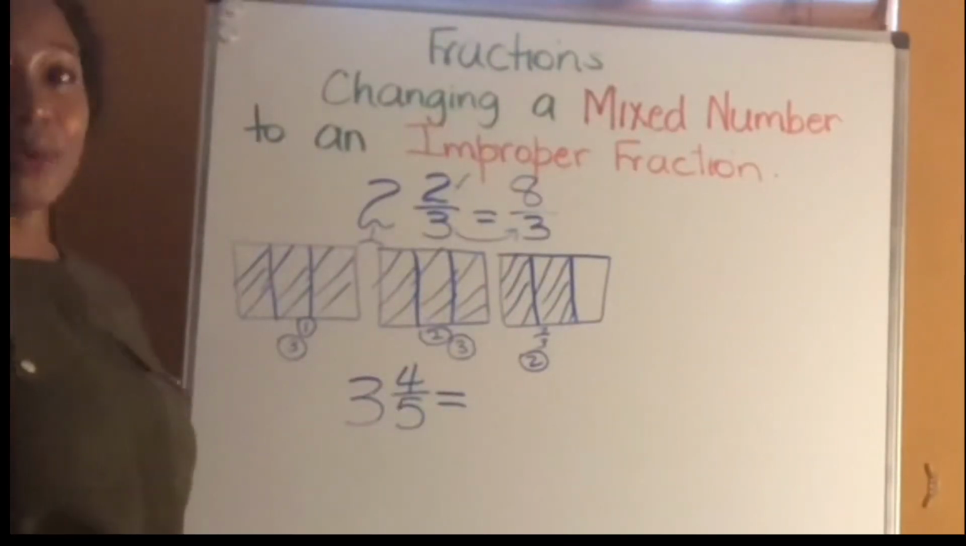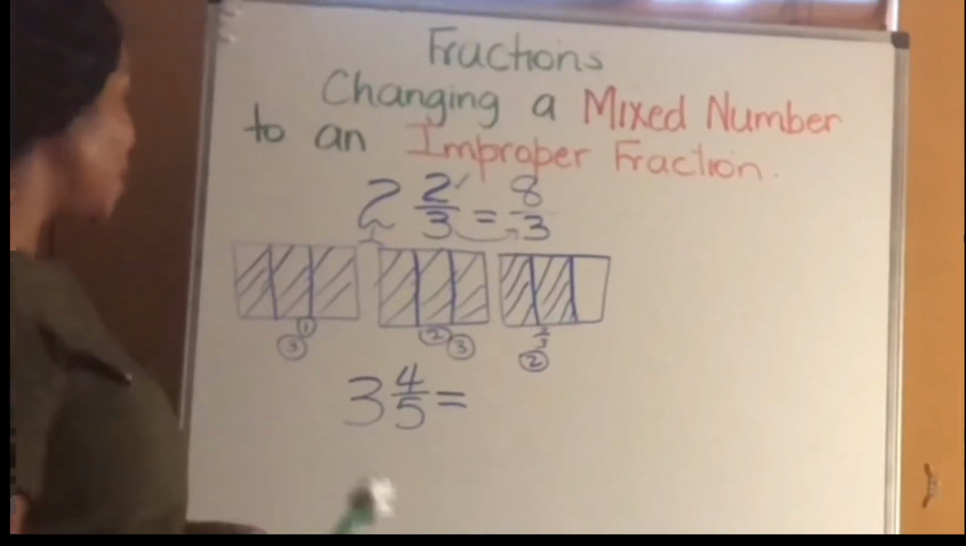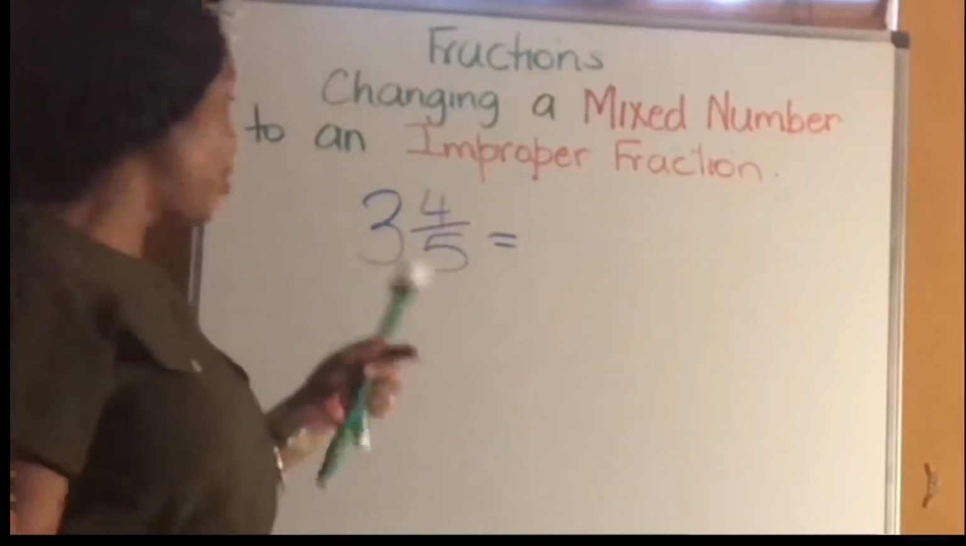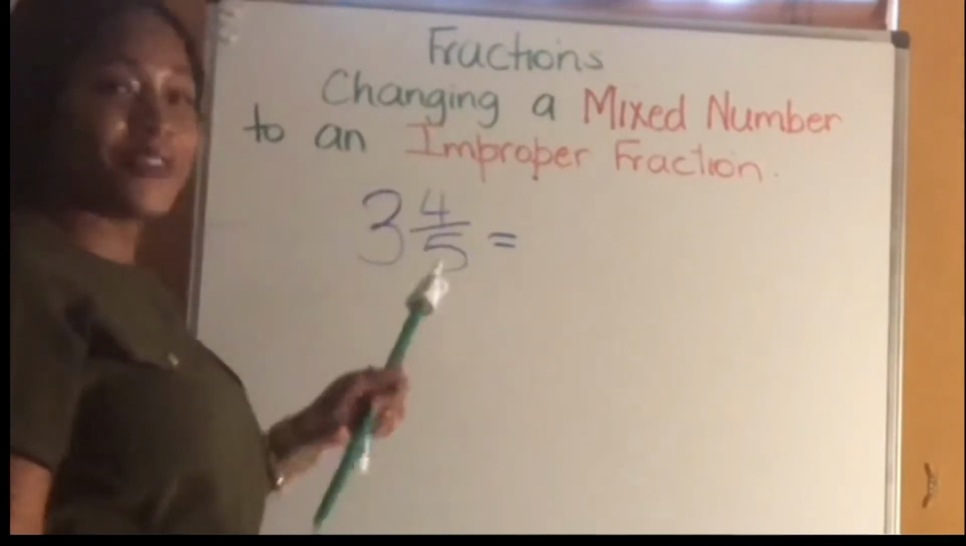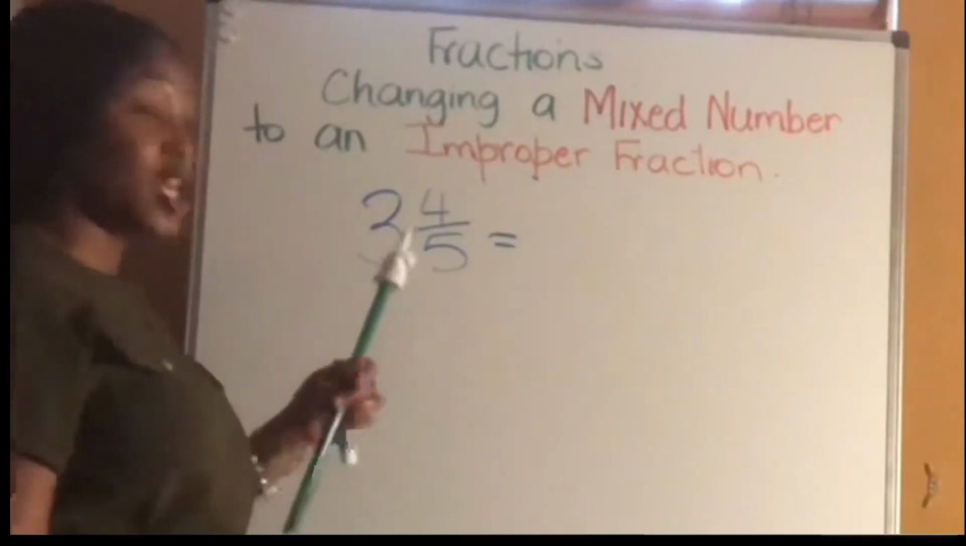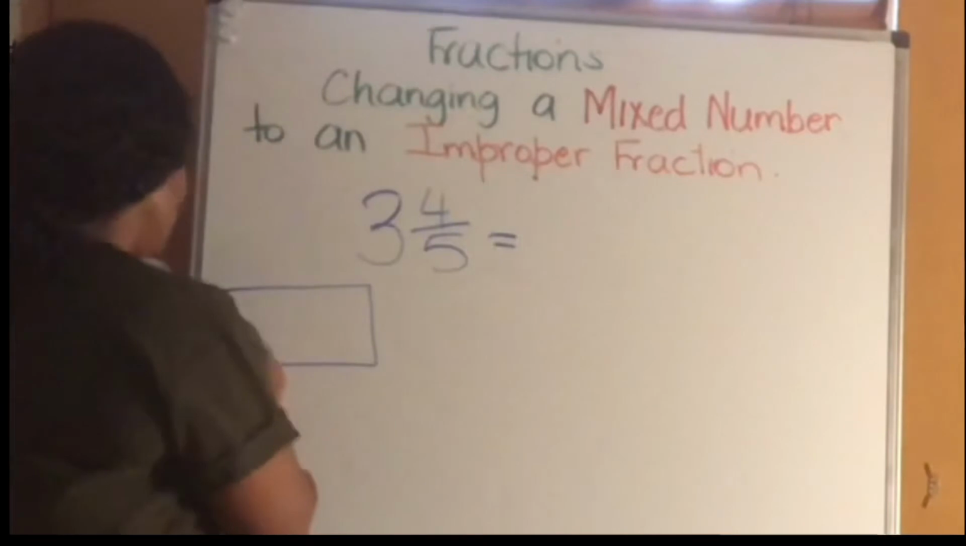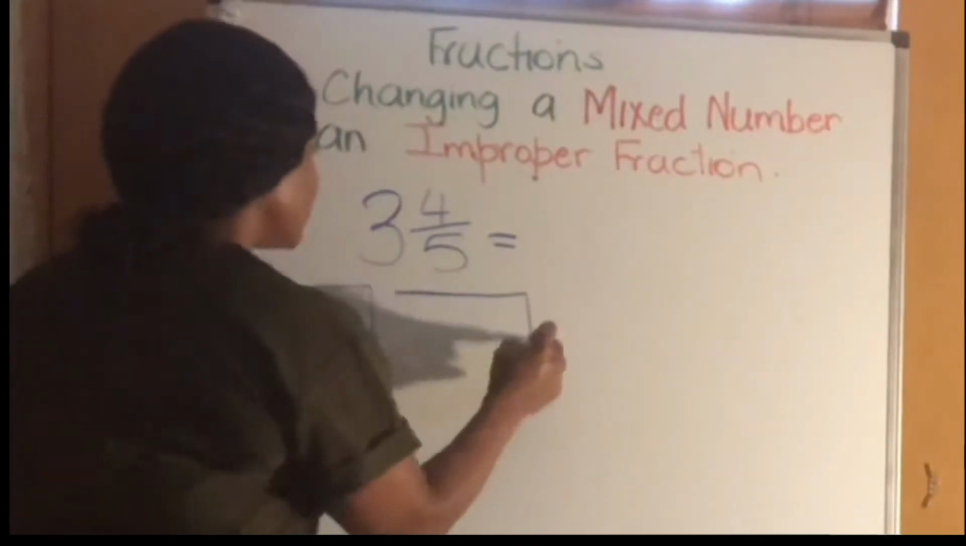Let's look at another one, because I don't expect you to get it on the first go. So this time we have 3 4/5. How many wholes do we have? We have 3 wholes. So I'm going to draw my 3 shapes to represent the wholes.